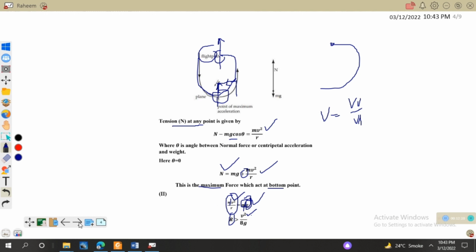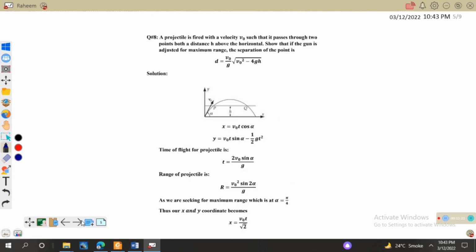Now let's move to the other questions. Question number 8. This is question number 8 from your own books, and this question says a projectile is fired with velocity v naught such that it passes through 2 points both a distance h above the horizontal. Show that if the gun is adjusted for the maximum range, the separation of the points is this.